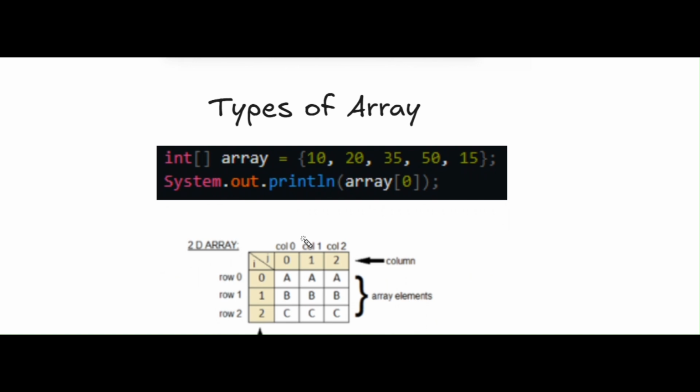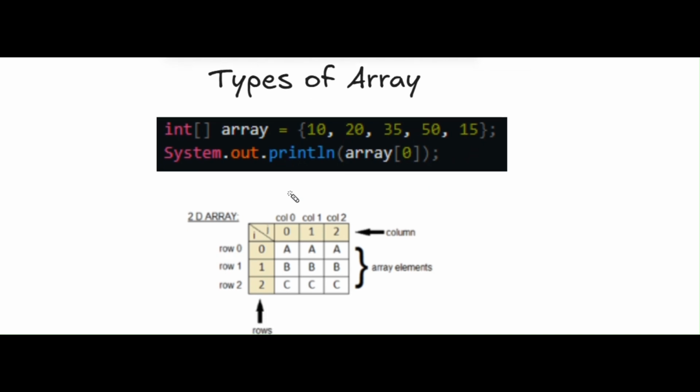There are two types of arrays: single dimensional and multidimensional. This is the single dimensional array. Here is how we initialize it. As of now, don't worry about the next line. We will cover that in the upcoming few minutes.